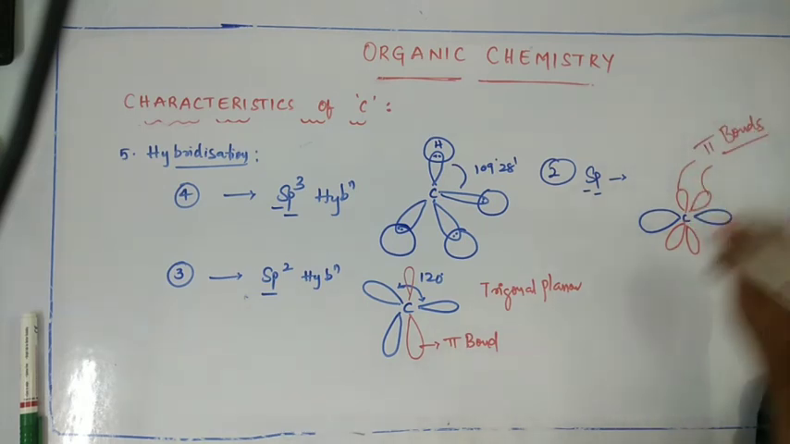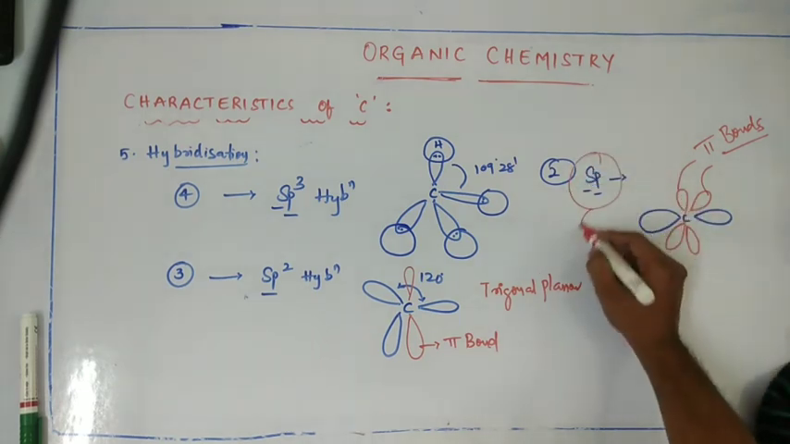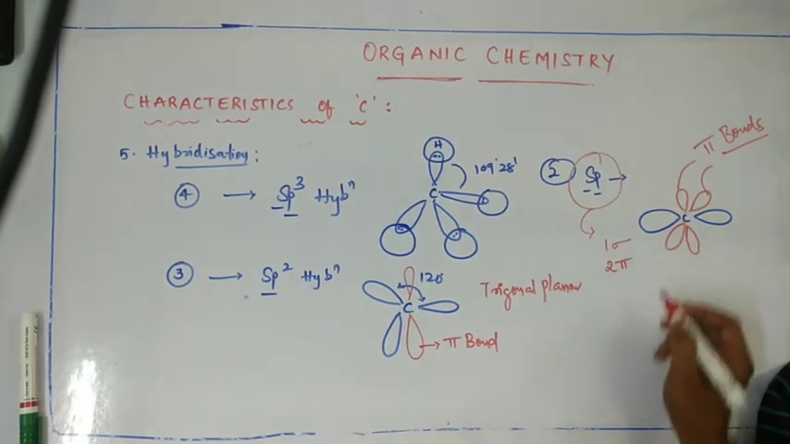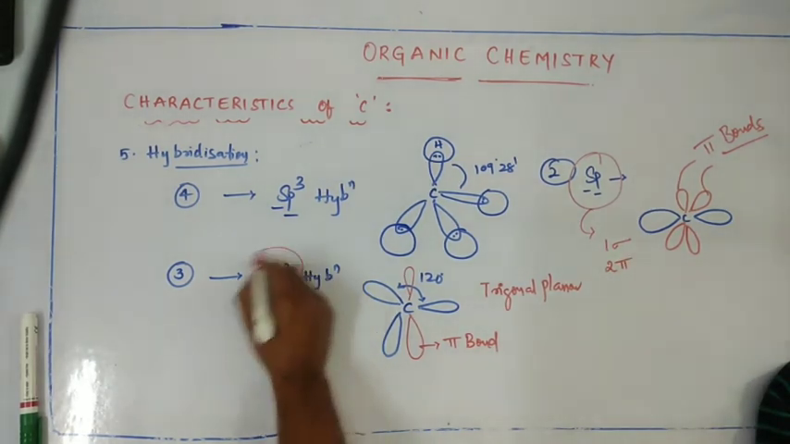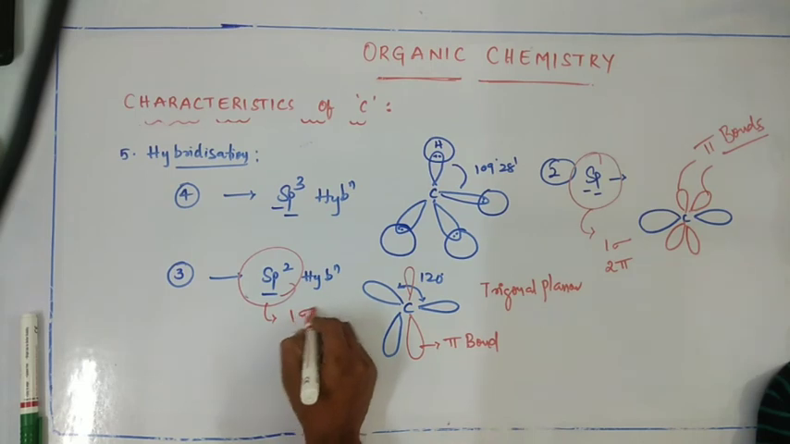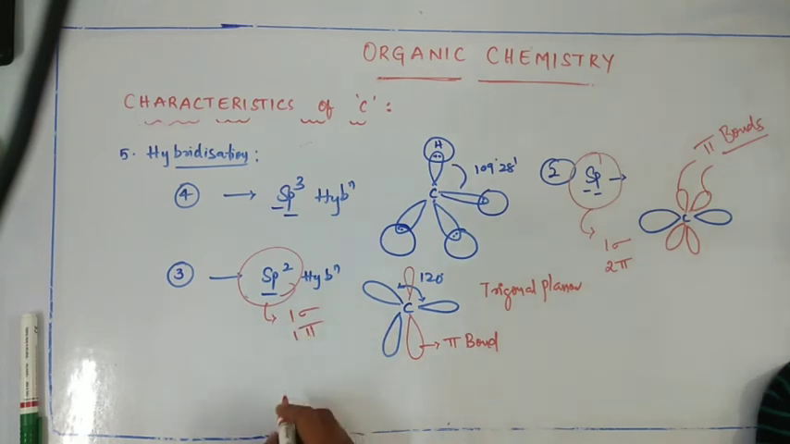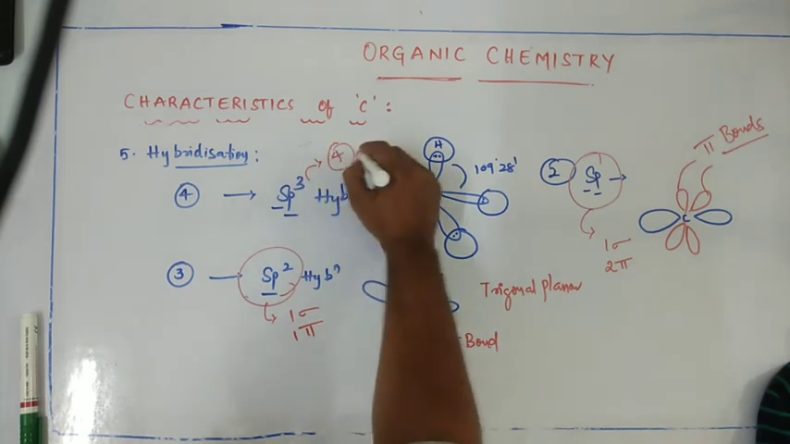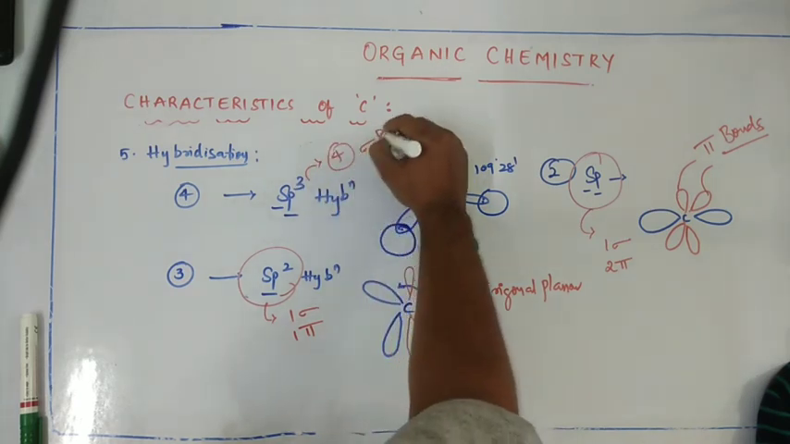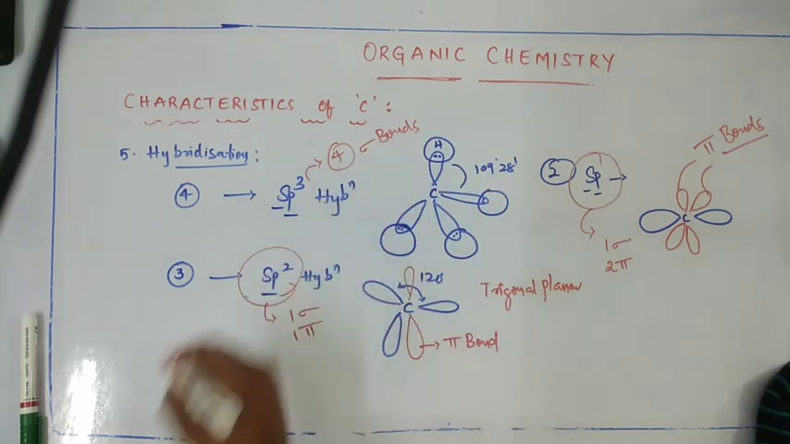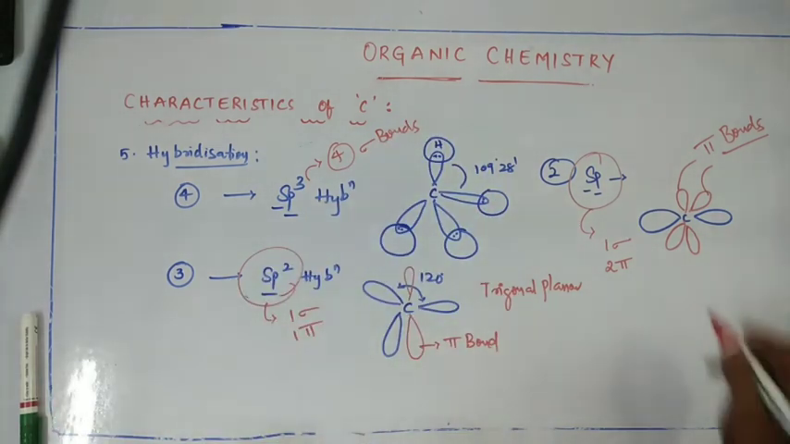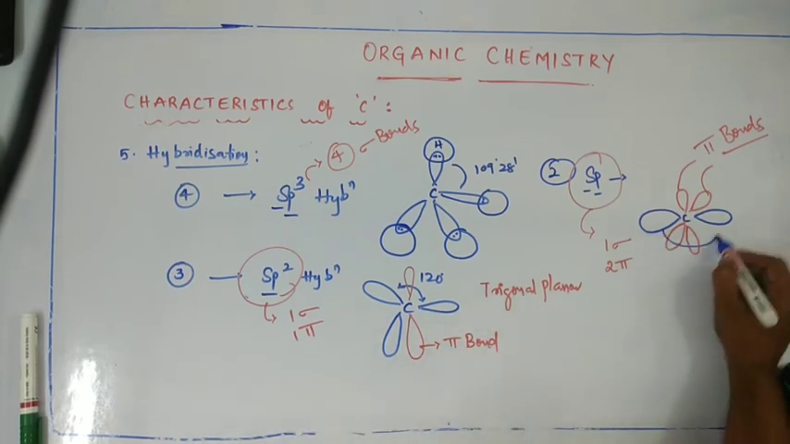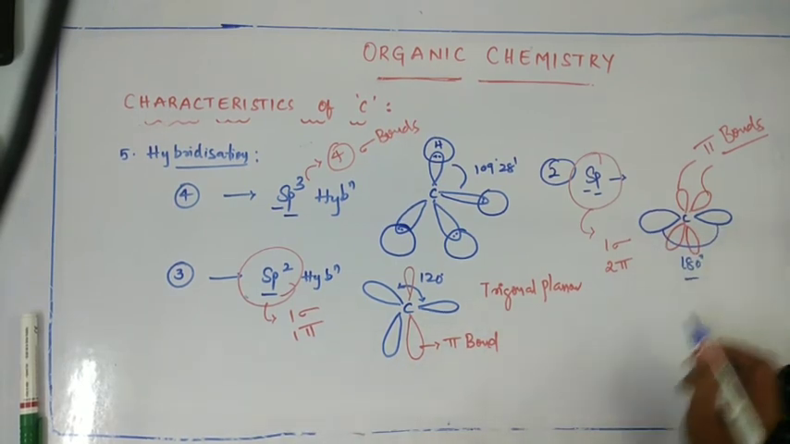So an sp hybrid carbon atom has one sigma bond and two pi bonds. In the case of sp2 hybridization, it has one sigma bond and one pi bond. In the case of sp3 hybridization, all four bonds are sigma bonds only. The bond angle between sp hybrid orbitals is 180 degrees.